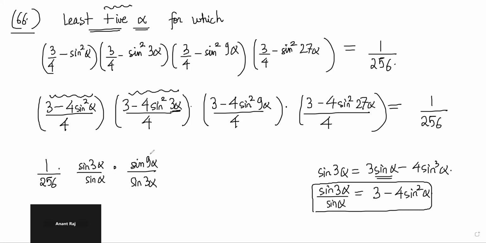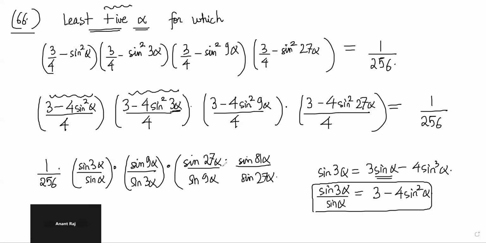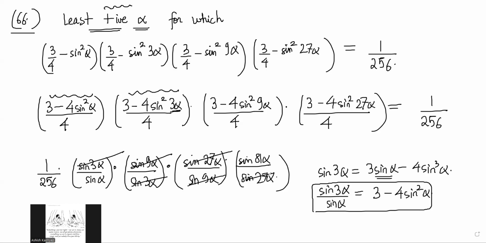Yes, sir. So can you see that it is cancelling nicely? Next one will be sine 27 alpha by sine 9 alpha. And next one will be sine 81 alpha by sine 27 alpha. Is everyone understanding what I'm saying right now? Yes, sir. So if you get these, then automatically you get nice cancellations and you end up with sine 81 alpha by sine alpha, and 256 will get cancelled, is equal to 1, right? Correct. We are getting sine 81 alpha is equal to sine alpha.